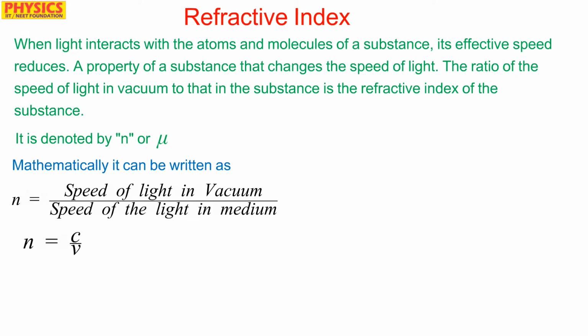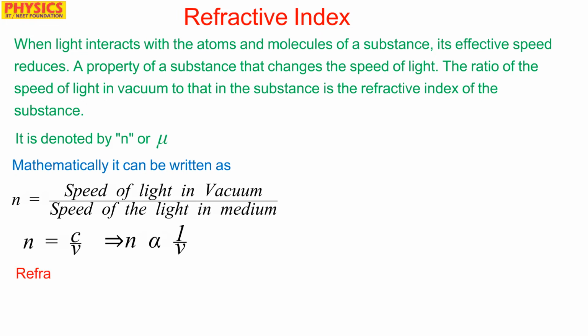From this we can write a relation: n is inversely proportional to v. What does it mean, sir? It means that the refractive index and the speed of the light in the particular medium are inversely related. That means if the refractive index increases, the speed of the light will decrease. If the refractive index decreases, then the speed of the light will be more in that particular medium.